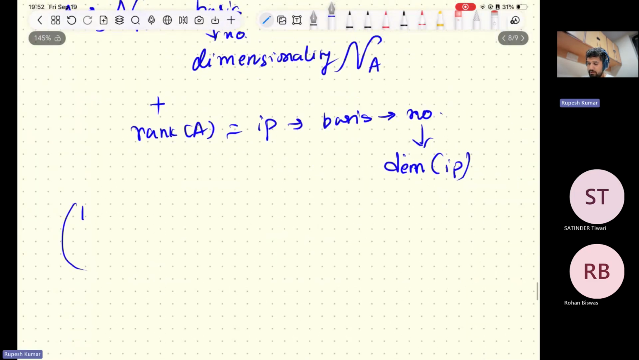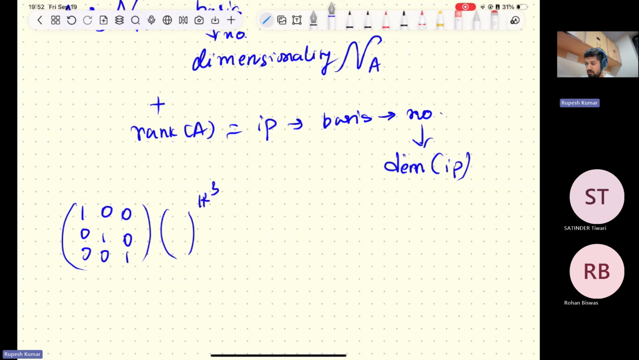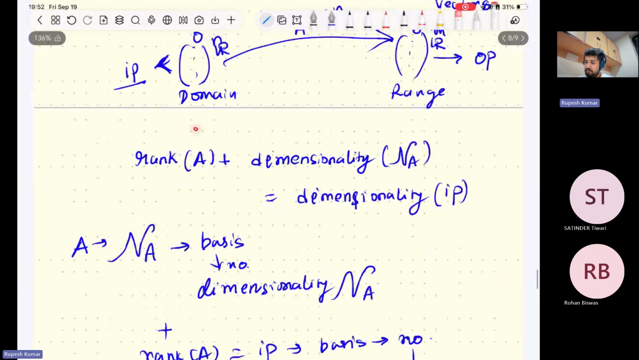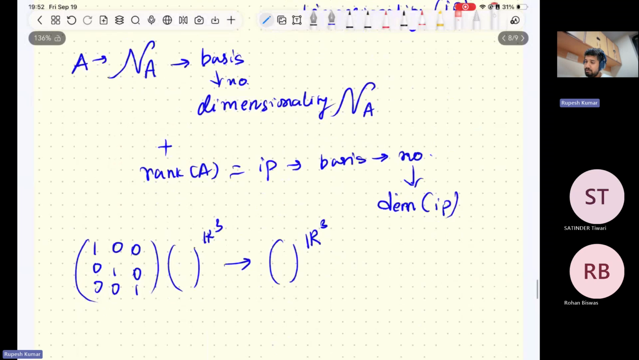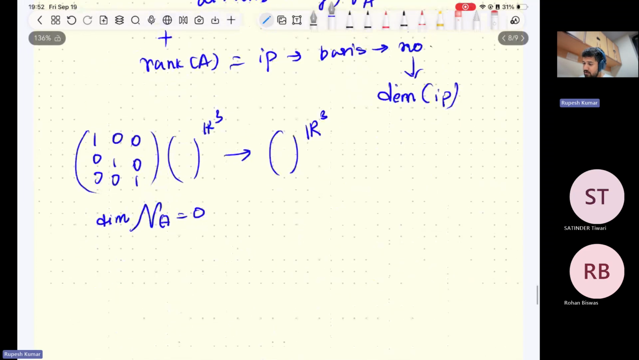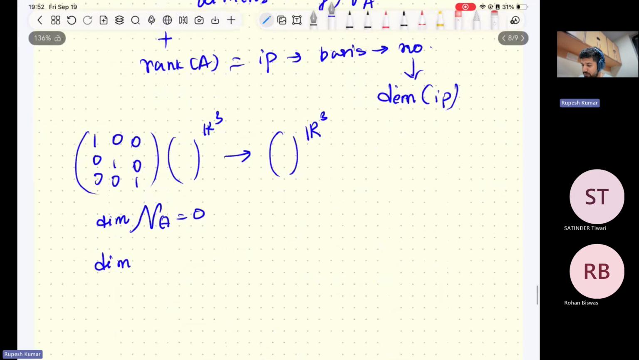So again, let's take this example, the simple 3 by 3 matrix that we already know. Let's say this is our matrix and it maps vectors in R3 to vectors in R3, right? Now, let's forget about rank. Let's say we don't know anything about the rank till now. What is the dimensionality of the null space of A? Anyone? Can you tell me? Zero, right? Then what is the dimensionality of input?